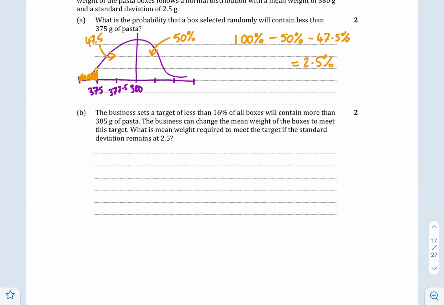Now, part B says the business sets a target of less than 16% of all boxes will contain more than 385 grams of pasta. The business can change the mean weight of the boxes to meet this target. What is the mean weight required to meet the target if the standard deviation remains at 2.5? Well, let's draw another normal distribution curve. Maybe we could get a better curve than that. Okay, that'll do. Now, at the moment, we've got a standard deviation. We'll stick with 1 for the moment.